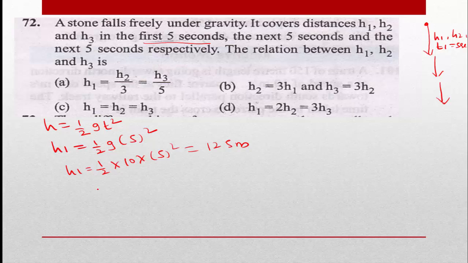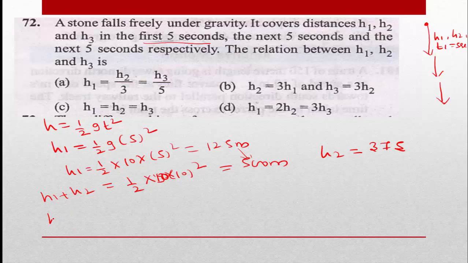Right. And then after 10 seconds, that is h1 plus h2. h1 plus h2 is 1 by 2 into g into 10 square. g into 10 square means 10 into 100, that is 1000. 1000 into 1 by 2 is 500 meter. Therefore h2 is equal to 500 minus 125. 500 minus 125, that is 375.